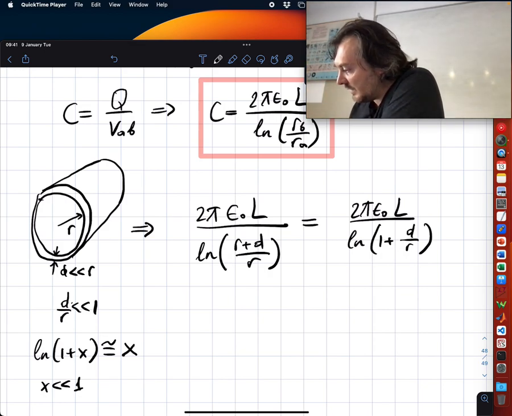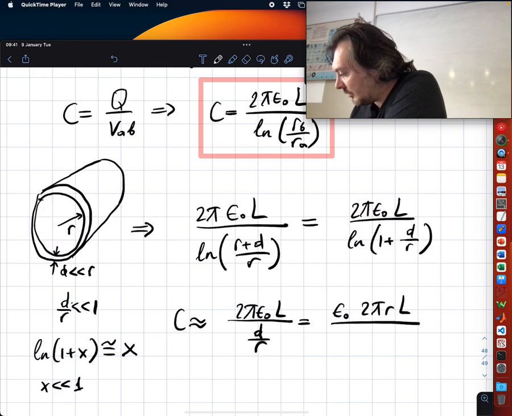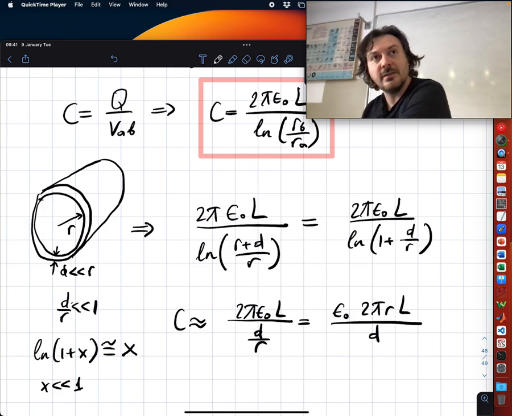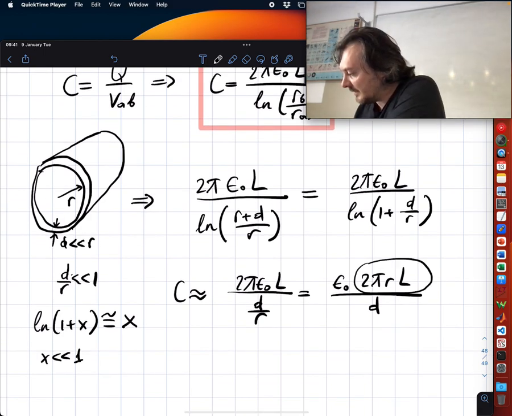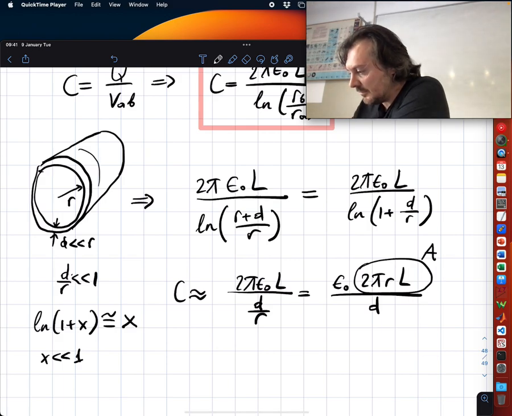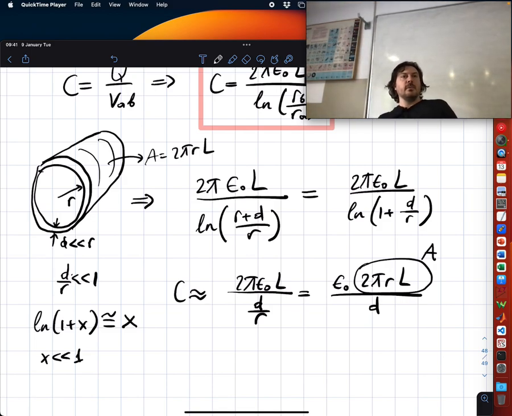All right. So this means that in that limit, this capacitance is approximately 2 pi epsilon 0 L over D over R, which I will rewrite as 2 pi RL over D. Do you see? We get the same formula again, epsilon 0 A over D. This is the area of the cylinder, right? This area is 2 pi RL. Are you happy?